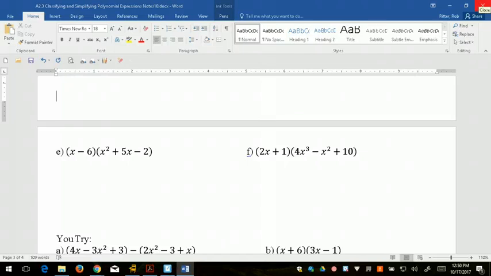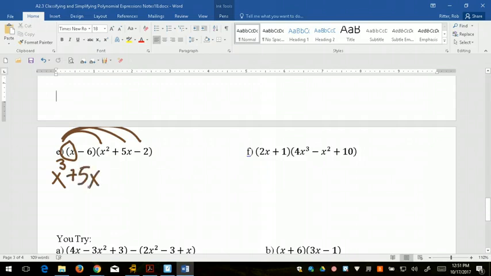All right, for letter E, it's the same process, but this time I can't use FOIL. So I'm going to take this x and distribute it to every term in the trinomial expression. That's going to give me x. What is x times x squared? X cubed. What is x times 5x? 5x squared, yes. Remember, it's x to the first and x to the first, we're just adding the two exponents. And x times negative 2 is negative 2x.